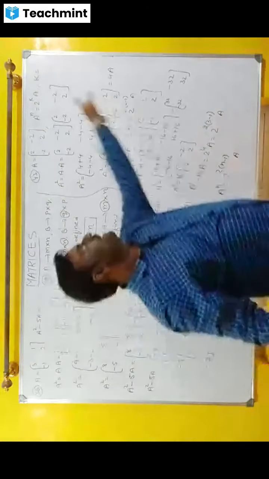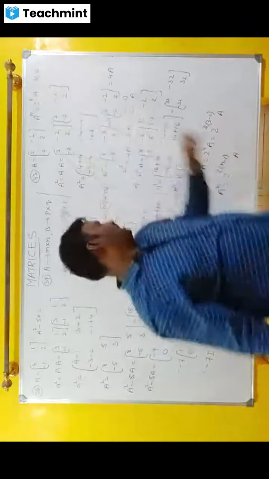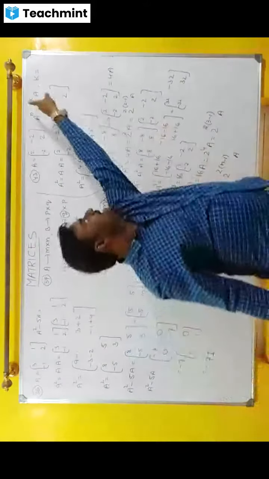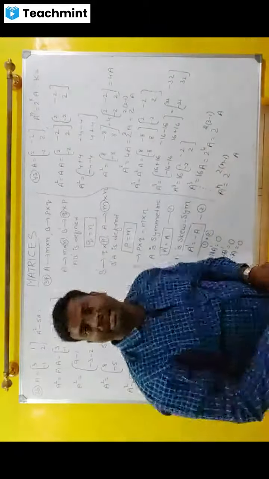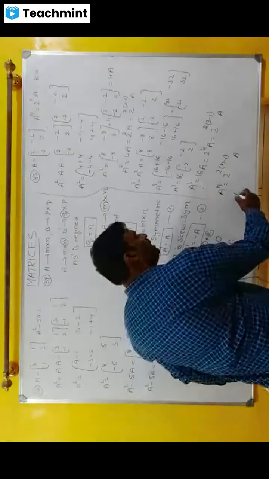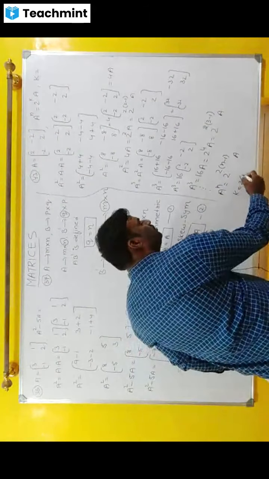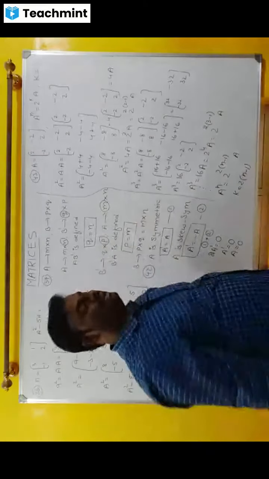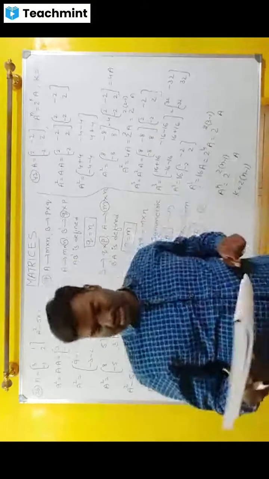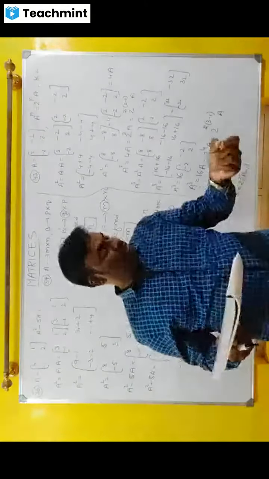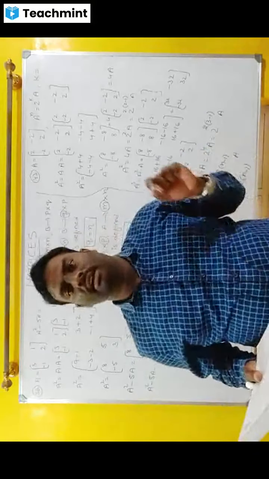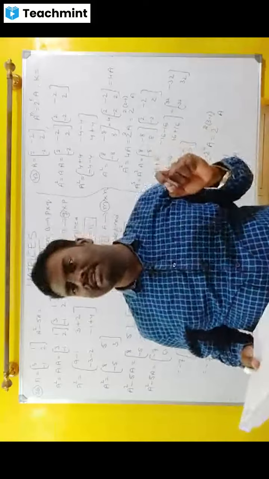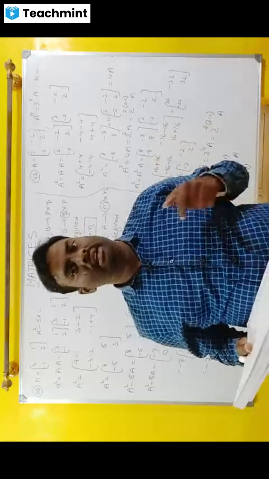Now compare this 2 power k and 2 power this. In place of k, what do we have? 2 into n minus 1. Therefore, the k value is equal to 2 into n minus 1. So the fourth option is the correct answer for this question. So these are the matrices objective questions. We will continue in the next class.